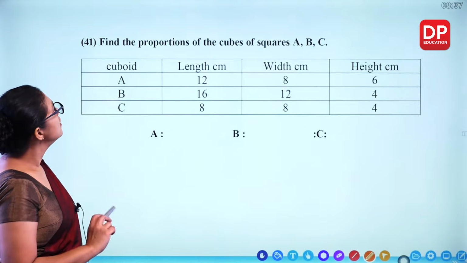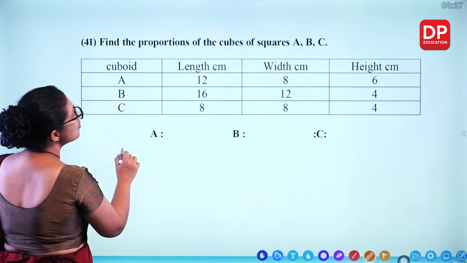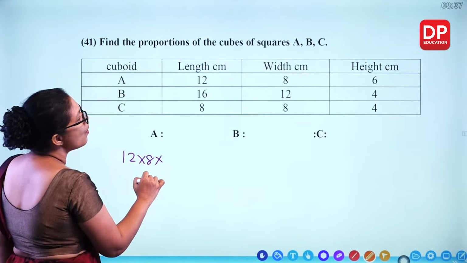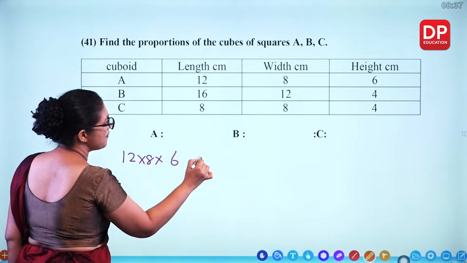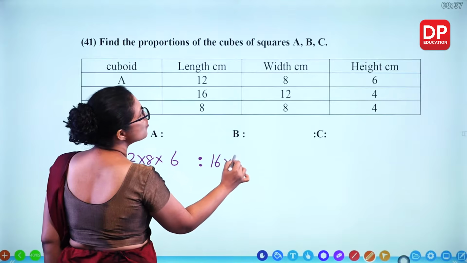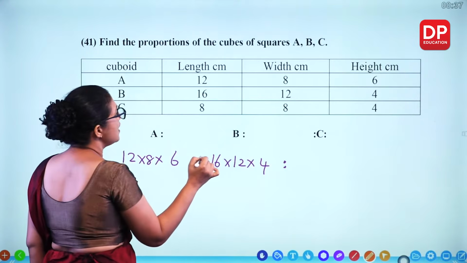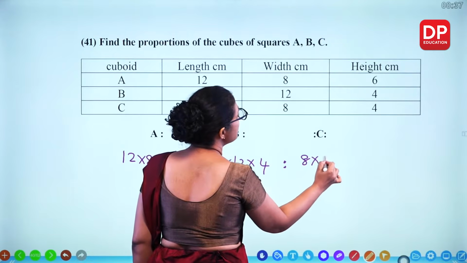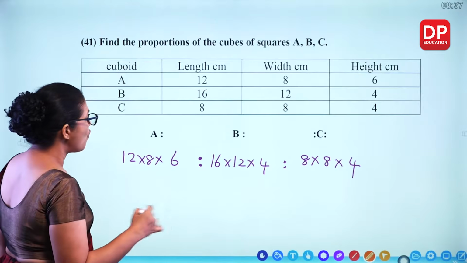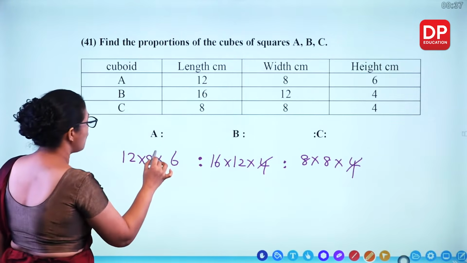Here also, what's the volume here? 12 into 8 into 6. Then B, 16 into 12 into 4. What's the volume of C? 8 into 8 into 4. So you can divide by 4 first. 4, 4, 4 times 2.